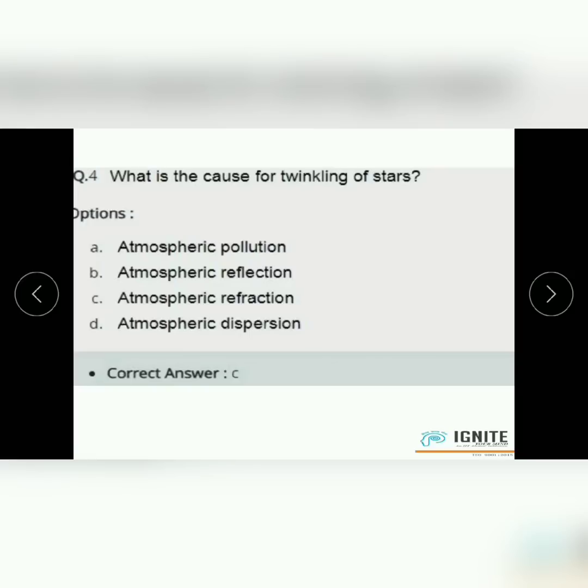Next, fourth question. What is the cause of twinkling of stars? Okay, we already discussed in our class what is reflection, refraction, total internal reflection, dispersion, etc. Okay, here the question is the cause of twinkling of stars. The twinkling of a star is due to atmospheric refraction of starlight. That is, the starlight on entering the Earth's atmosphere undergoes refraction continuously before it reaches the Earth. Okay.